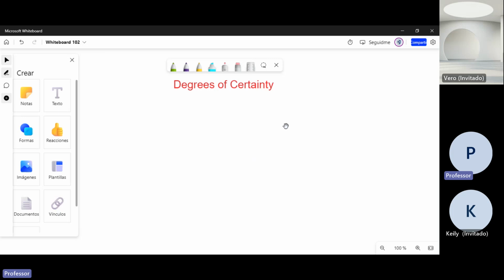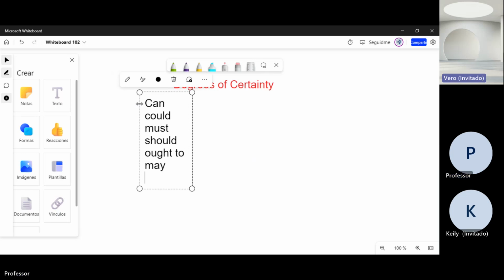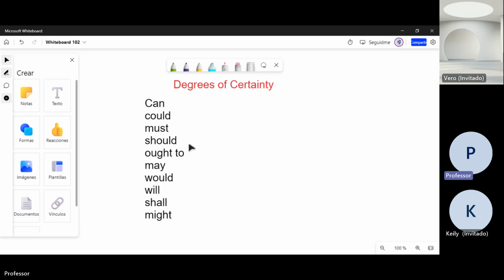So when we're talking about degrees of certainty, we're going to need the modal verbs. Do you know the modal verbs? Can, could, must, should, ought to, may... You have six, four more missing. Shall, would, will, and one more, might. Very good. These are the 10 modal verbs.